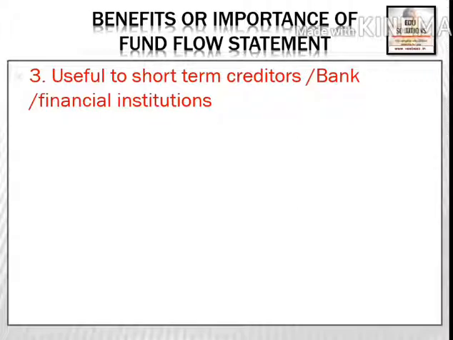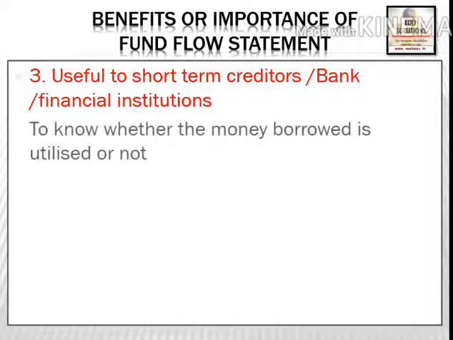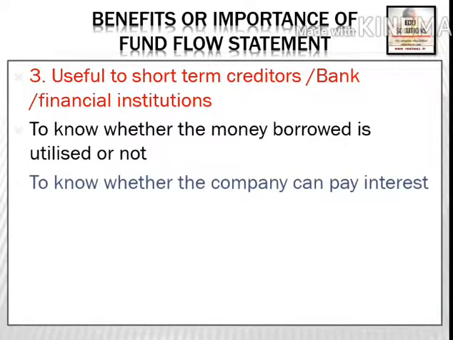Okay, another party we mentioned was short-term creditors. Short-term creditors, bankers, financial institutions. These institutions, these parties provide short-term fund to a company. So fund flow statement is useful to these parties to know whether the money borrowed is utilized or not. They can identify whether their fund is used by the company or not. Second one, to know whether the company can pay their interest. These parties have to get interest from the company, and they can identify whether the company is able to make payment of their interest in time with the help of a fund flow statement.